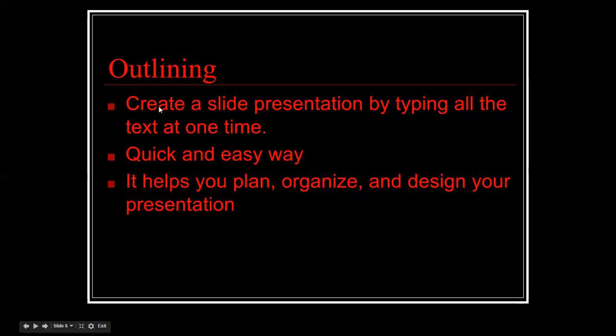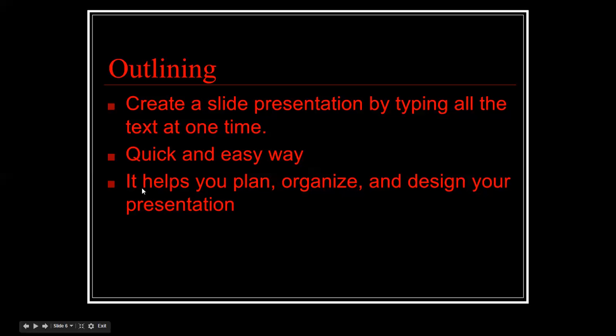So create a slide presentation by typing all the text at one time. So what happened with Crazy Tim is Crazy Tim got so sidetracked with putting in pictures and changing layouts and adding animation that he actually never got the text done, and nobody could understand what he's saying. So we're going to start off with only the text, only the information, and we're going to do it on the Outline tab, which is the quick and easy way.